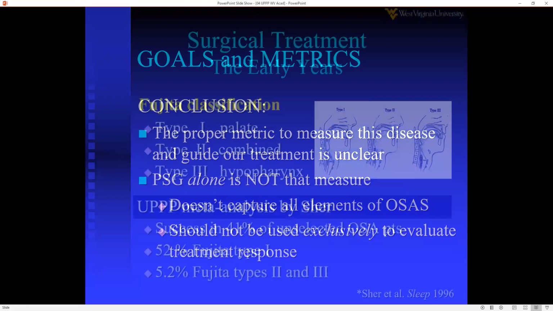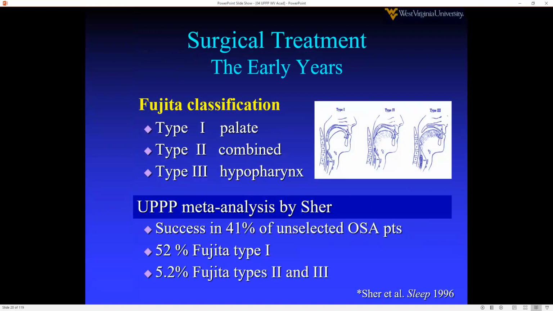point of treatment. So, and then Fujita developed the classification of type 1, 2, and 3, where he tried to select out patients who would respond to the operation. Well, Scheer in '96 did this landmark paper where he did a meta-analysis of all the papers published before then. And in unselected patients, he found success of 41%. And with the Fujita type 1, at best it was 50%, whereas the types 2 and 3, it was abysmal, 5.2%. We all thought at the time it was the base of tongue, and there was no good operation for the base of tongue.